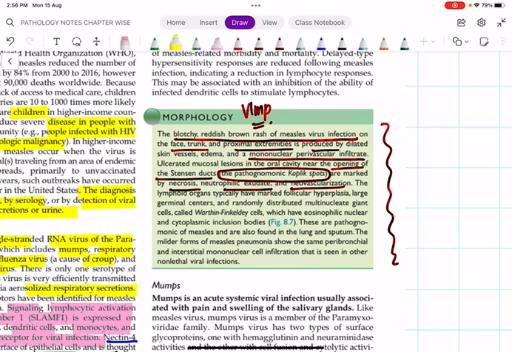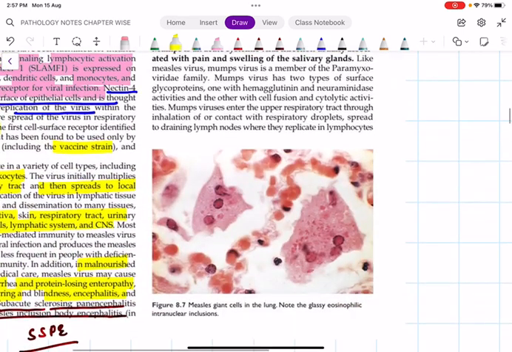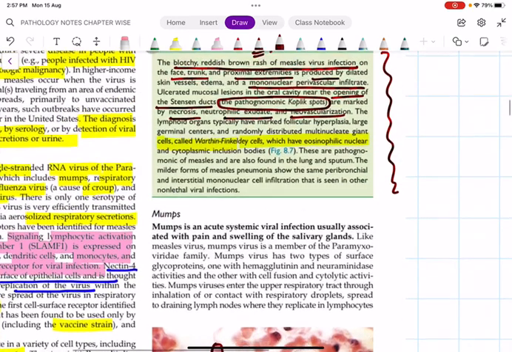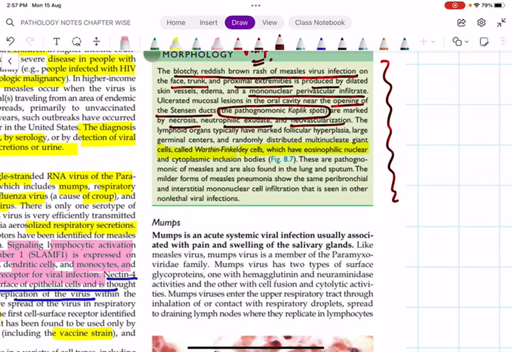This question has been asked thousands and thousands of times, and this is what we call Warthin-Finkeldey giant cells. I will show the picture. See, this is the characteristic. You should not miss this. These are the characteristic Warthin-Finkeldey giant cells. These Warthin-Finkeldey giant cells are nothing else but eosinophilic nuclear and cytoplasmic inclusion bodies.